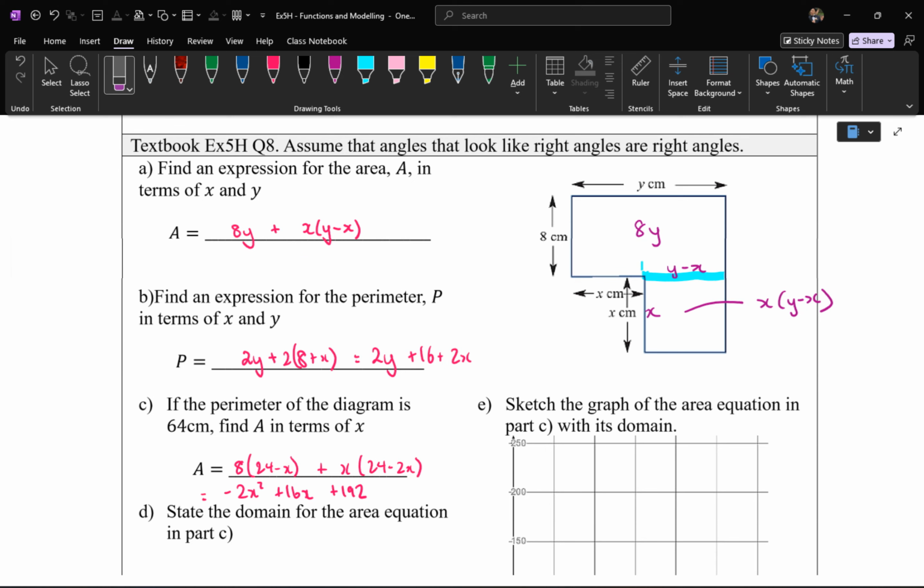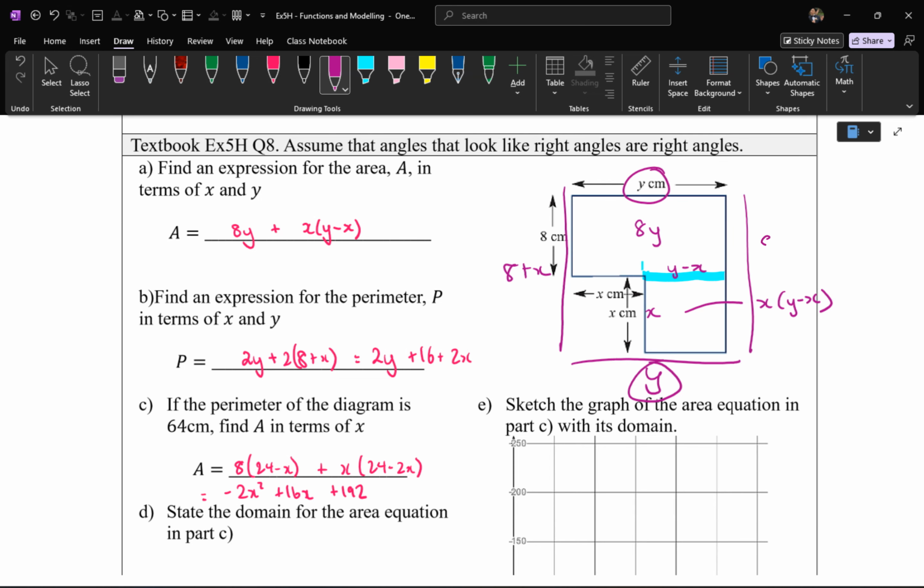Now, when you do the perimeter, I did a bit of a shortcut. I just said the perimeter is the length of this entire thing. Instead of finding each individual side, I know that this is y, so this plus this is also y, so I know this is 2y, a y plus a y. 8 plus x is down this way, so this side should also be 8 plus x. All I did was double the y and double 8 plus x to give me the perimeter. So 2y plus 16 plus 2x.